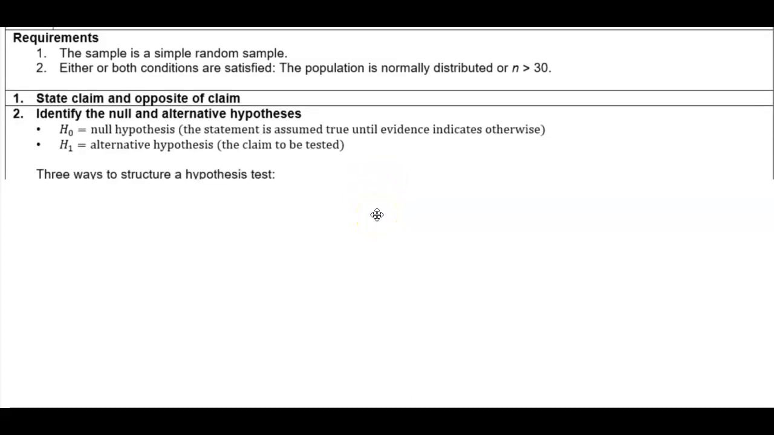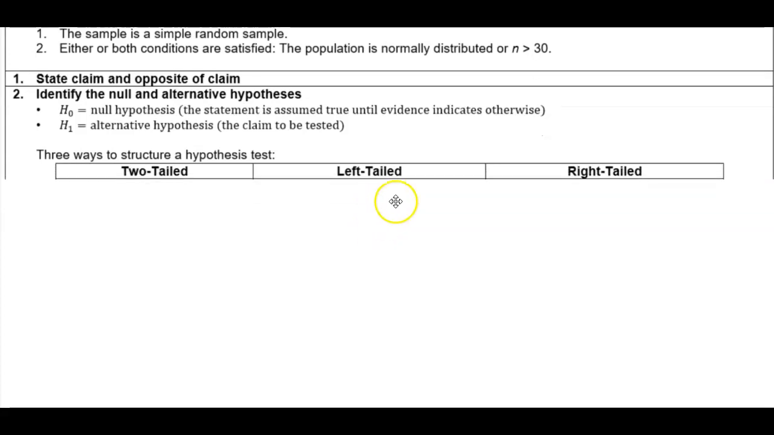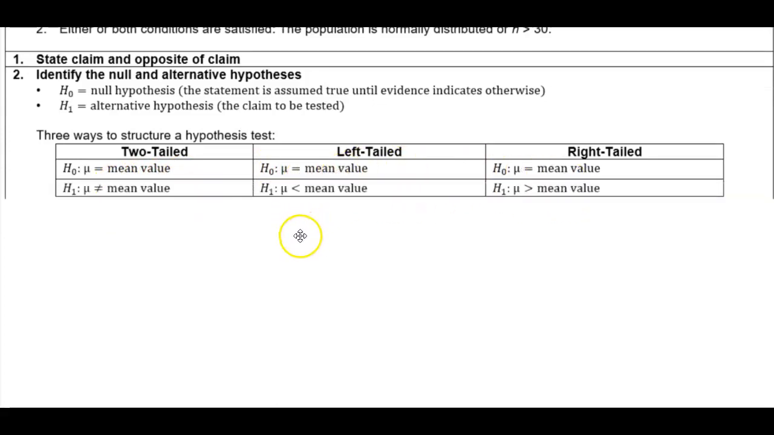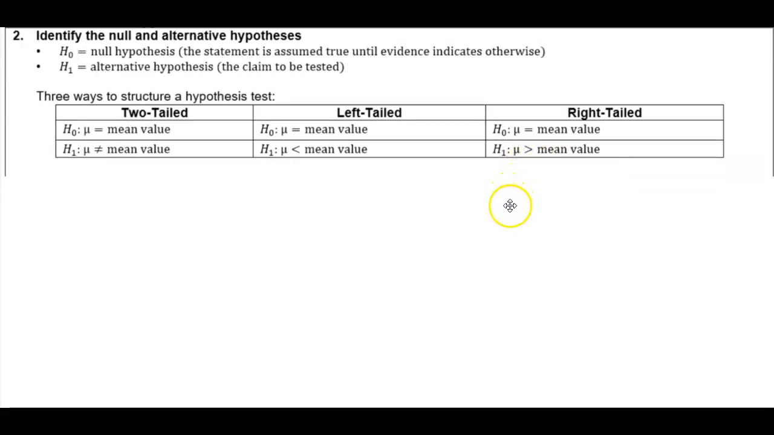Three ways to structure a hypothesis test: you have a two-tailed, a left-tailed, and a right-tailed. For the null hypothesis, the population mean is going to equal the mean value for all three scenarios. For the two-tailed, the alternative hypothesis is the population mean is not equal to the mean value. For the left-tailed, the alternative is the population mean being less than the mean value. And for the right-tailed, the alternative is the population mean is greater than the mean value.